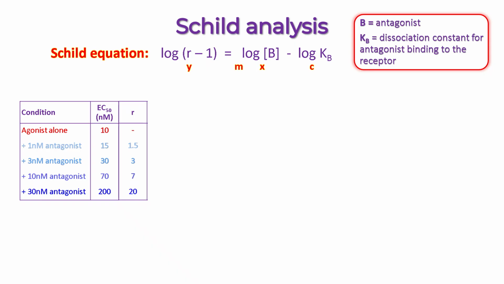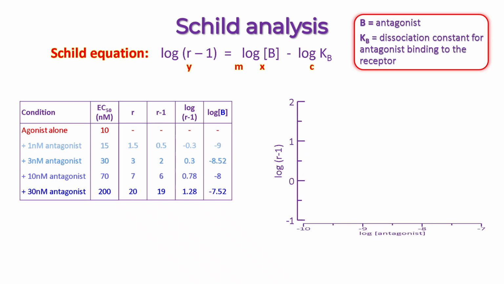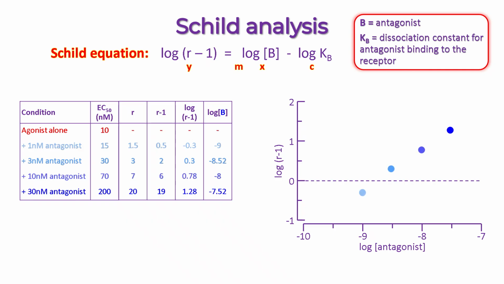To apply the Schild equation to our data, we need to subtract 1 from the dose ratio at each antagonist concentration. Then take the log of each of these values. We also need to take the logarithm of each antagonist concentration. Now we can create a plot with log R minus 1 on the y-axis and log antagonist concentration on the x-axis. If the antagonist binds to the receptor in a reversible and competitive manner, the data should follow a linear relationship with slope equal to 1.